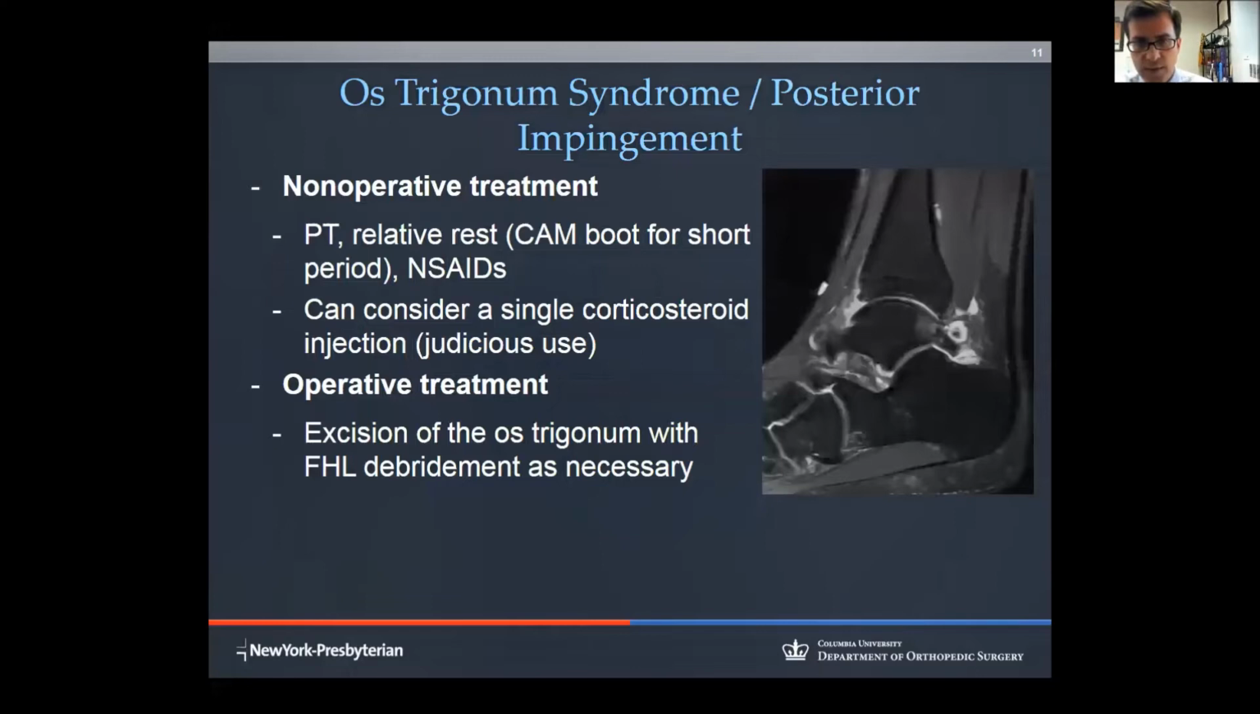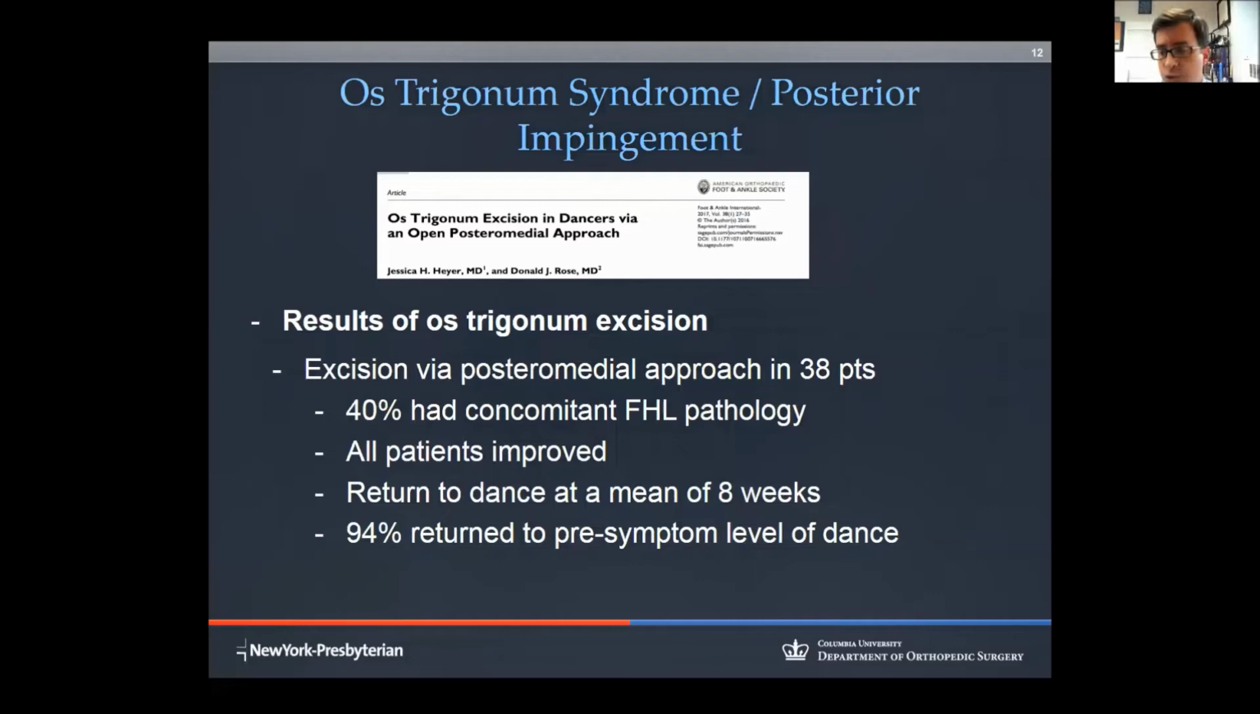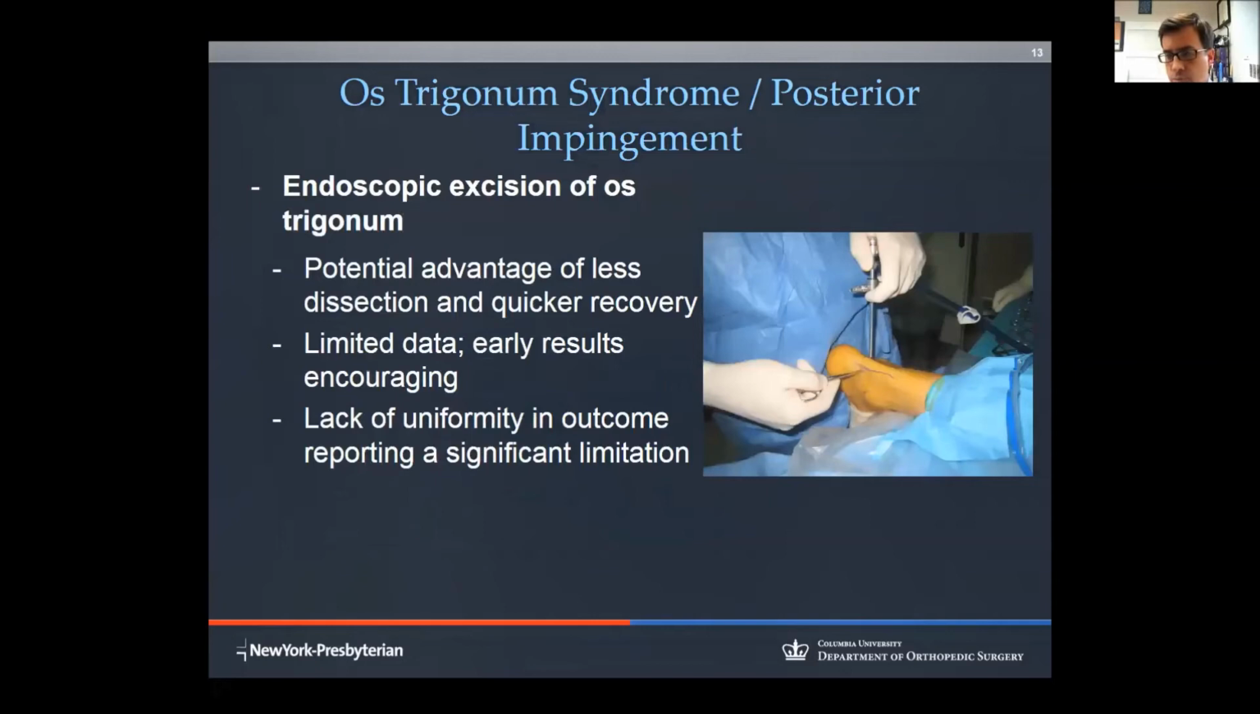So certainly, historically, this has been done through an open posterior medial approach, and this is a review of a fairly large study of 38 patients. 40% of these patients had concomitant FHL pathology, and a high percentage, 94% of them, were able to return to their pre-symptom level of dance at about 2 months. The trend, however, is to try to do these through perhaps a more minimally invasive approach, a posterior ankle endoscopy, and this will be a theme for a couple of these problems.